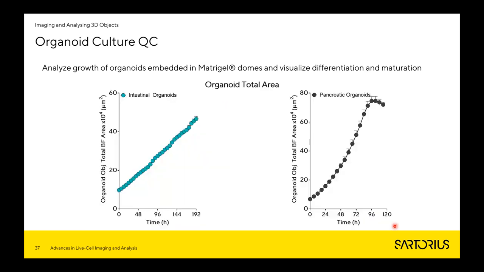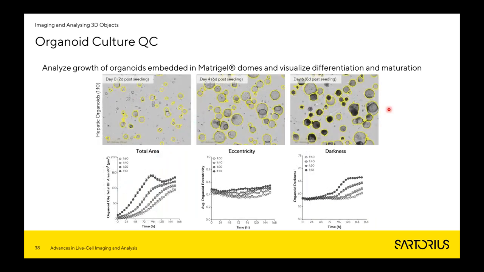We plot this information and get information on the object size. We can see that the intestinal organoids increase at a relatively consistent rate over the course of about 8 days, whereas when we're looking at the pancreatic organoids, they increase very quickly in their size and then plateau out. We can get additional information though from this imaging mode and this analysis mode.